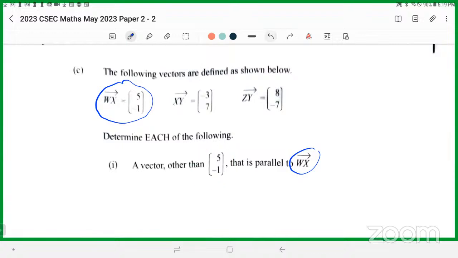Remember, any vector that is parallel to it will be a multiple of it. Simple as that. It doesn't have to be one of these. Let me just say a vector other than this that is parallel to WX. And WX is the 5, negative 1. Let's write it. The WX is the 5, negative 1.